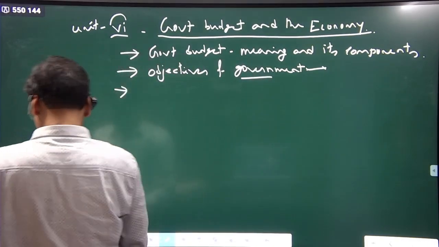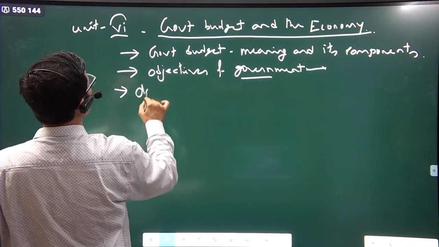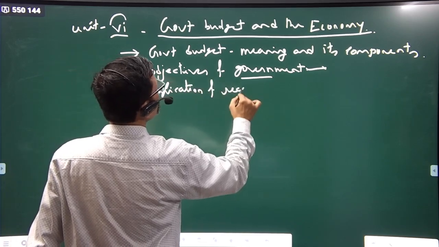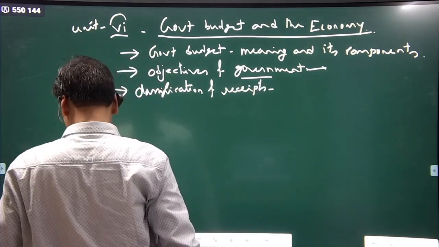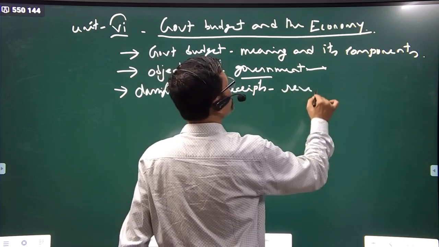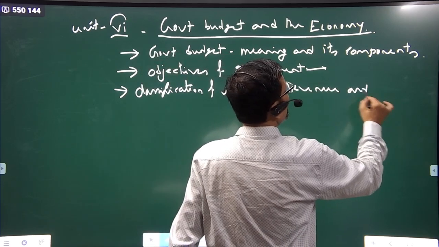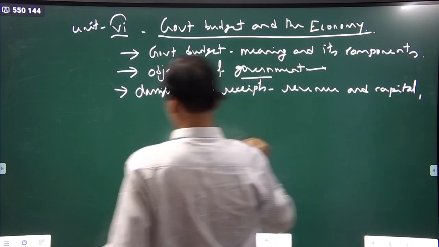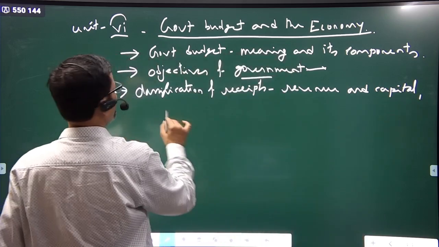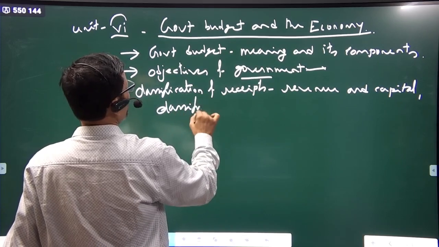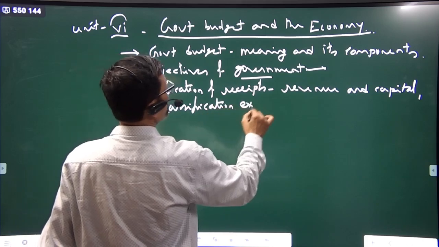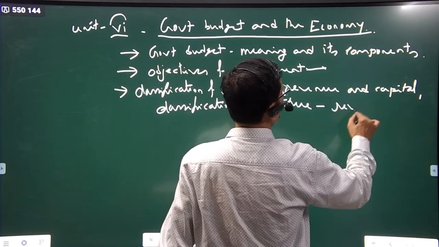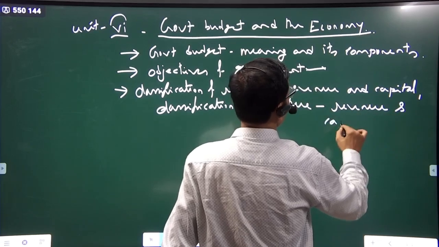Next, classification of receipts, such as revenue receipt and capital receipt. Classification of expenditure, like revenue expenditure and capital expenditure.